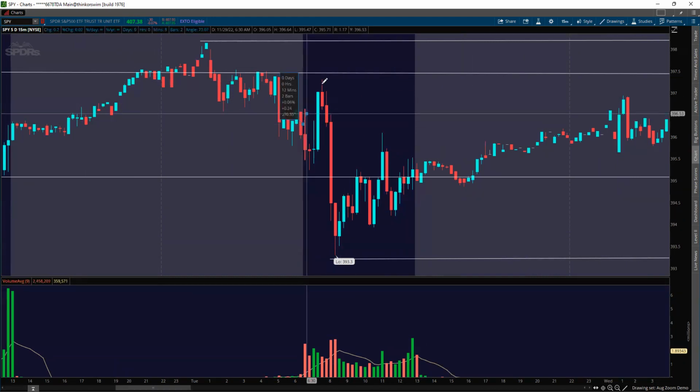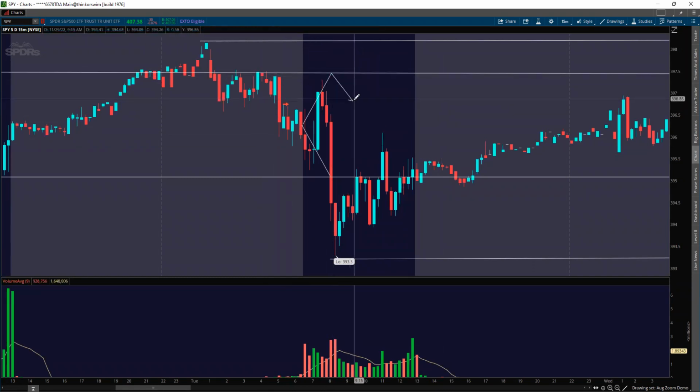So you have a level to the upside and you have a level to the downside. What could happen? You could go up and you could reject it. You could go up and you could break through it. You could go down and you could reject it and bounce back up. You can go down and break through the level.